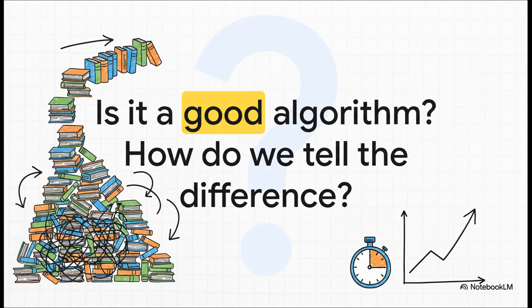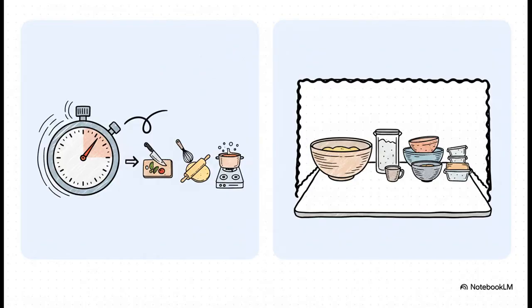Just having a set of instructions isn't good enough. That simple search method we just talked about, it's totally fine if you're looking through 10 books. But what if you were looking through 1,000,000 books or 1,000,000,000? All of a sudden, that straightforward recipe becomes painfully, impossibly slow. We need a way to measure how good it is before we try to use it on a massive scale. And computer scientists basically judge them on two main criteria.